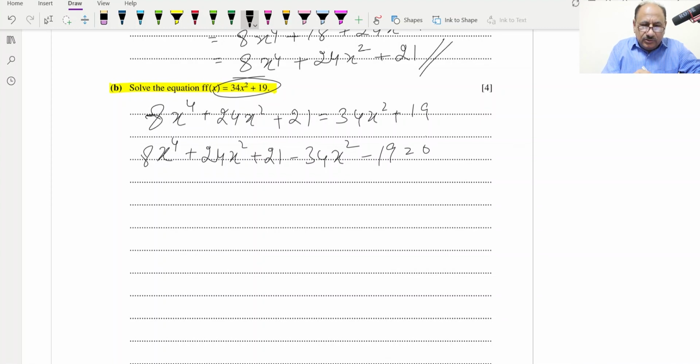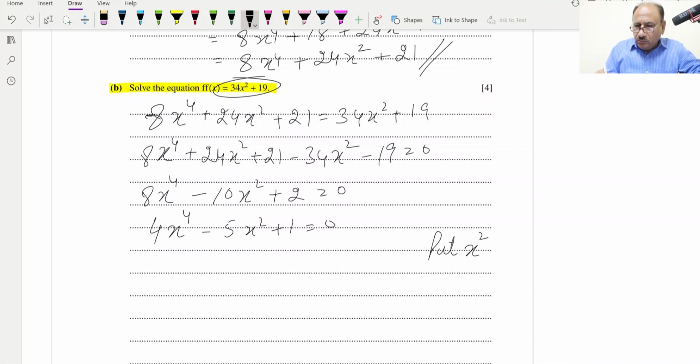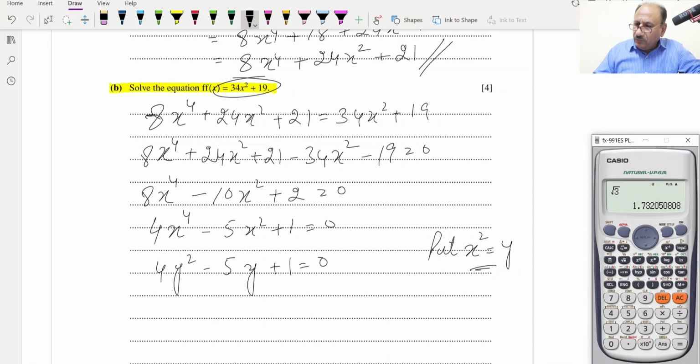Now adding like terms, so 8x^4, and 24 minus 34 will be minus 10x^2, and plus 21 minus 19 will be plus 2 is equal to 0. And 2 we can take common and cancel out, so it will be 4x^4 - 5x^2 + 1 = 0. Now we can put x^2 equal to y, and our quadratic equation will become 4y^2 - 5y + 1 = 0.